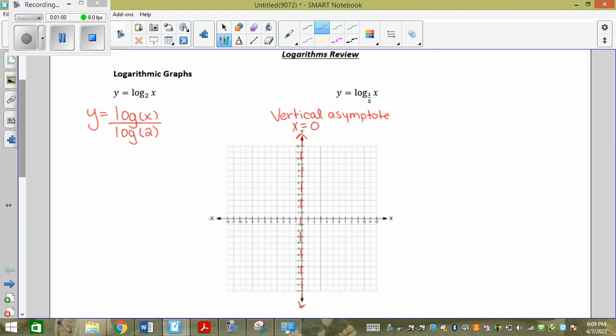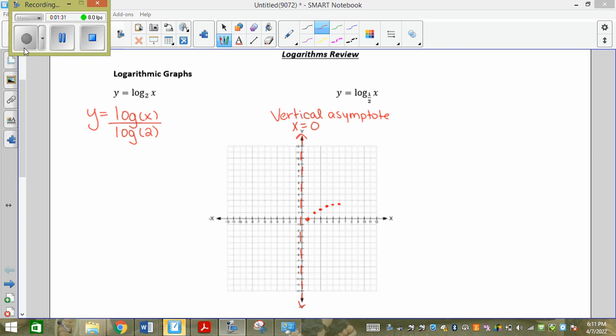So I have 1, 0. Okay, so we're at 1, 0. And then we're at 2, 1. And then we're at 3 and 1.58. And we're at 4 and 2. 5 and 2.3. 6 and 2.5. 7 and 2.8. 8 and 3.